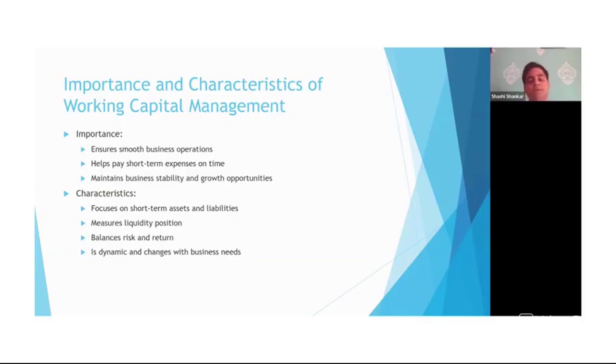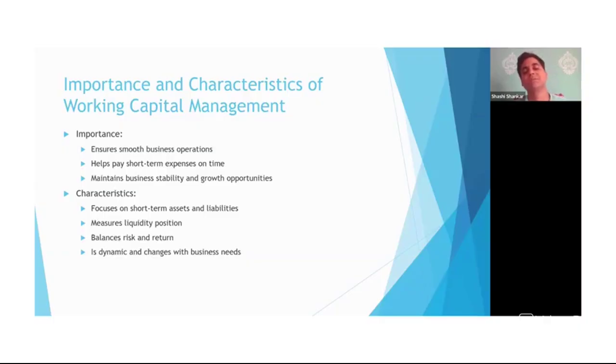Now talking about the characteristics, what are the characteristics of working capital management? It especially focuses on short-term assets and liabilities, that is current assets and current liabilities. It measures liquidity position. What is the position of the liquidity? Next, it balances risk and return. That is nothing but short-term and long-term assets management.